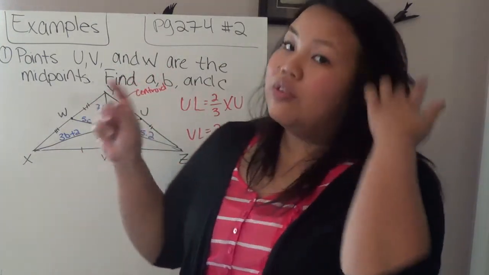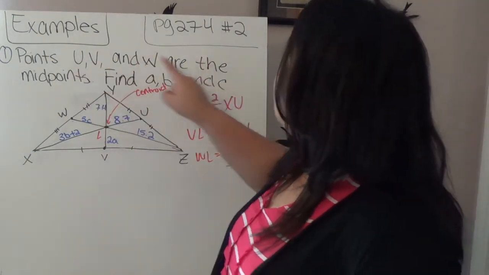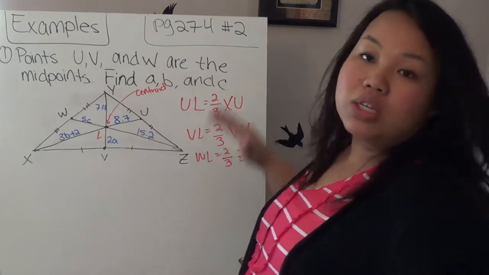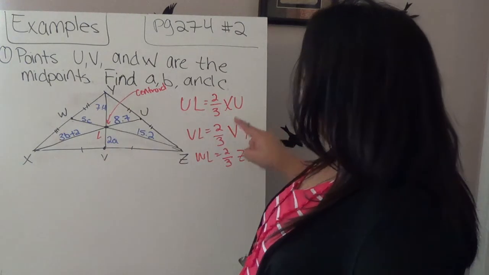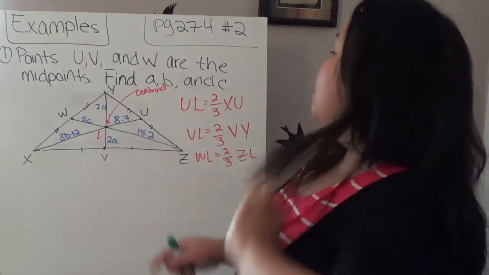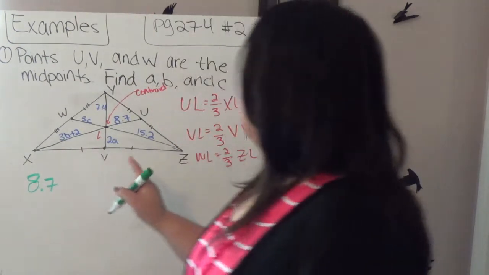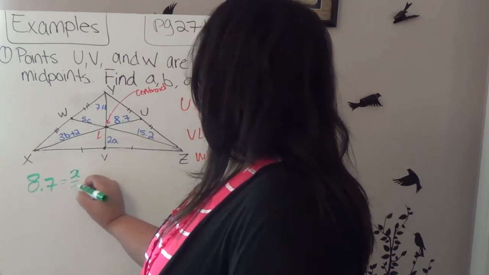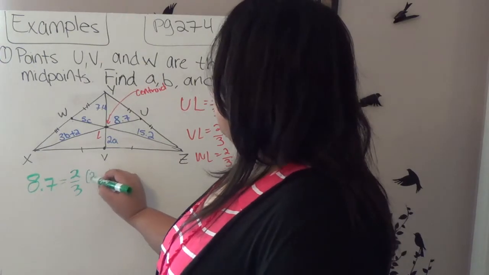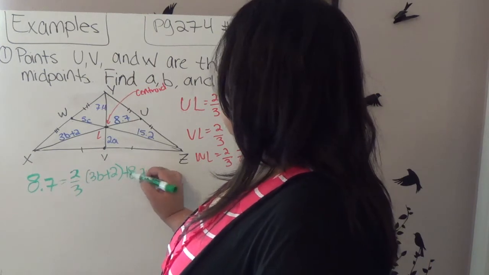Okay, so again, the key to this is to find what they're talking about. They didn't actually use the keyword median, but because we knew that it's from a vertex to a midpoint, we call it a median. Once that, then we go ahead and establish the equation. And when I establish these ones, then I can go ahead and plug them in. So here I have UL is 8.7. 8.7 equals 2/3 of the whole thing, which is 3B plus 2 plus 8.7.